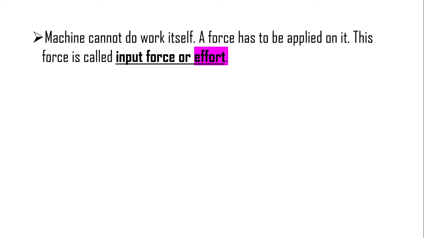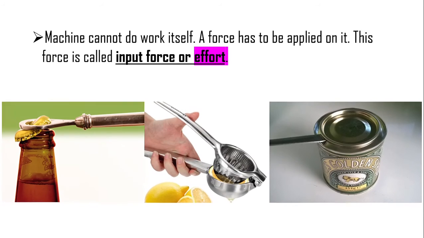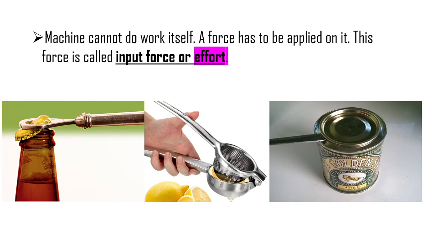Now, a machine cannot do work by itself. No machine can work by itself. A spoon cannot open the lid by itself. You have to lift it, fix it, and then apply a force so that it works. A force has to be applied so that it does the work. For example, in order to open this, we have to apply a force upward. In order to squeeze a lemon, we have to press this, or apply force inwards. And in order to open this lid, we have to apply force downward.